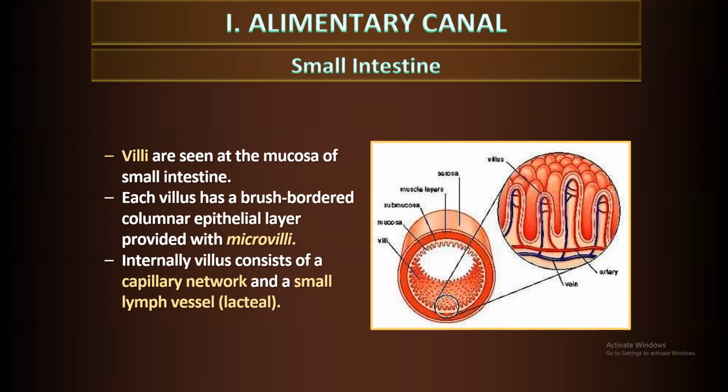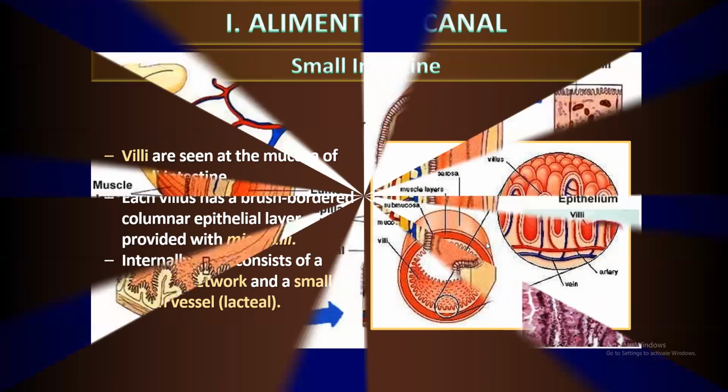So there are two types of vessels connected: the blood vessel, which is the capillary network, and the lymph vessel.